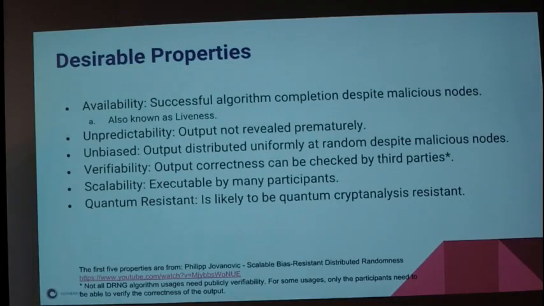Verifiability is about being able to prove that the random number generation process was correct, and so a third party can verify it. Not every algorithm needs to have that public verifiability. You could have nodes in a network, and as long as all the nodes themselves feel happy with the algorithm, then you don't need that public verification. Scalability: you can have thousands or many participants in the algorithm, and so how does it scale? And quantum resistant: if quantum cryptanalysis becomes reality, will this algorithm still be solid and secure?